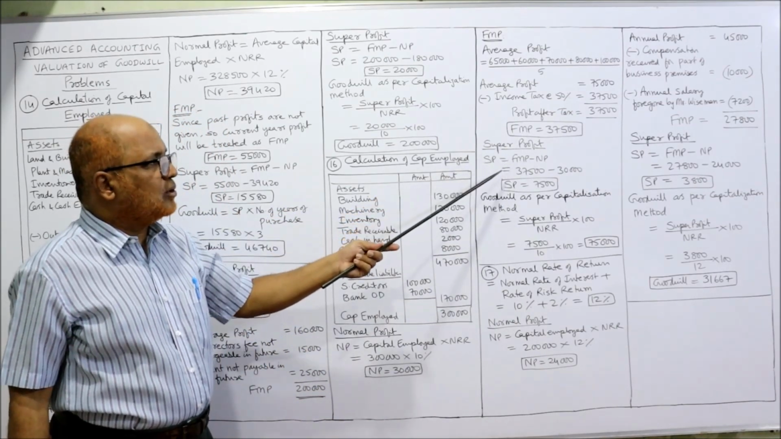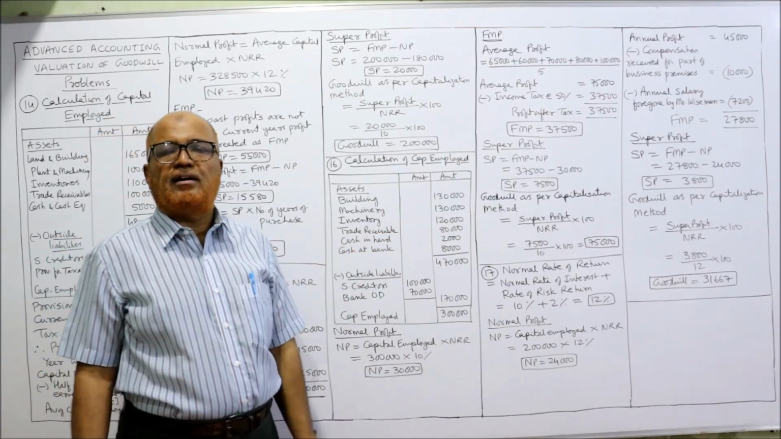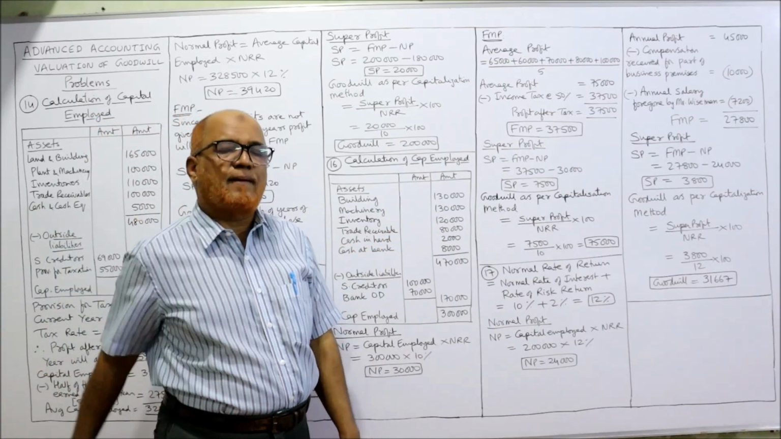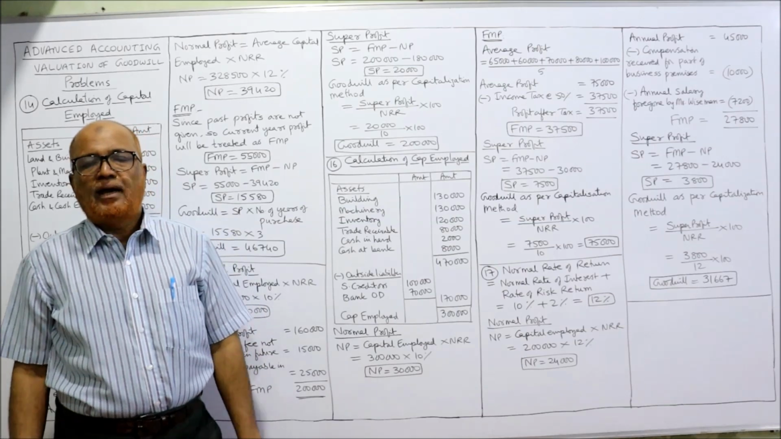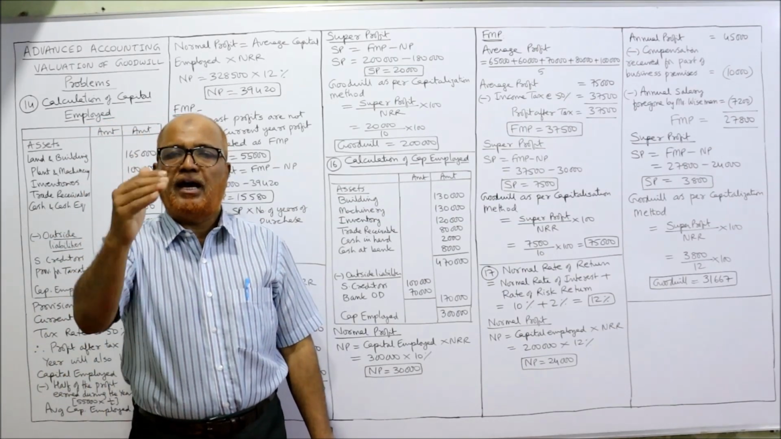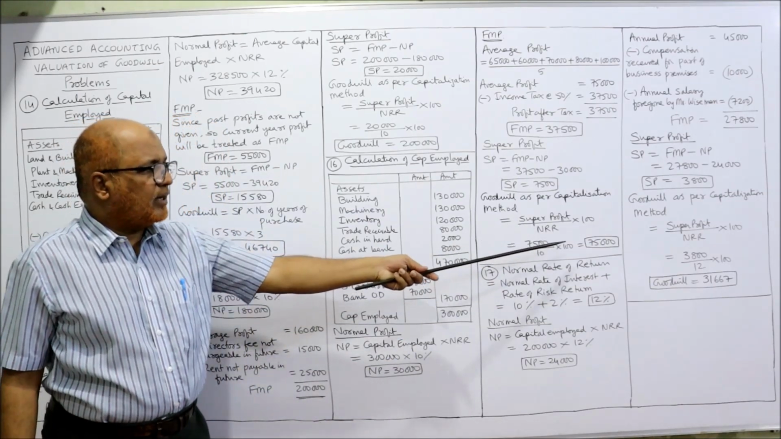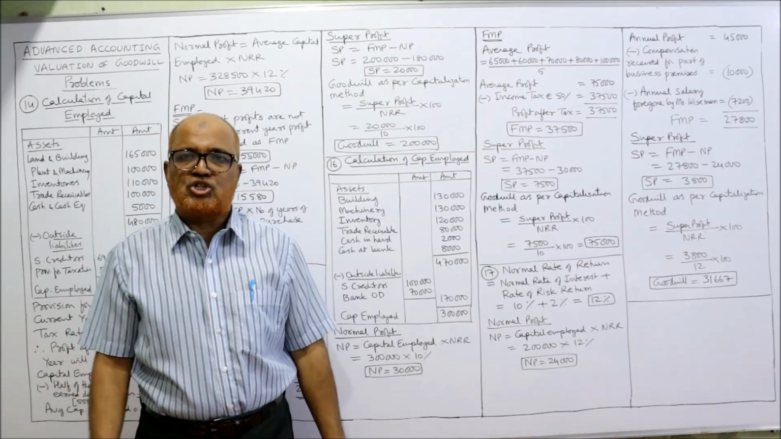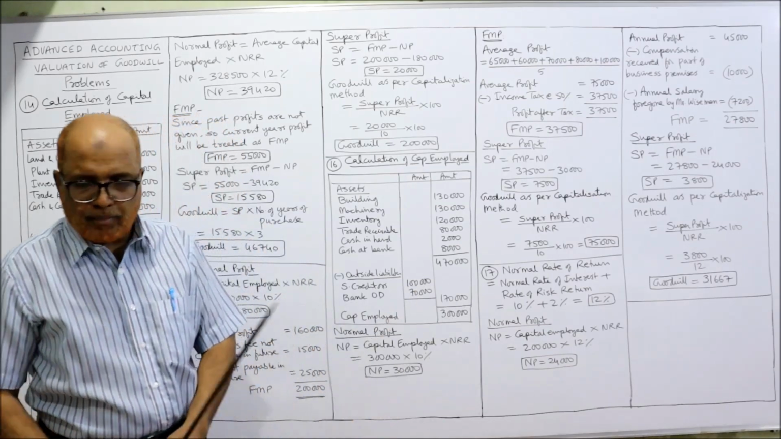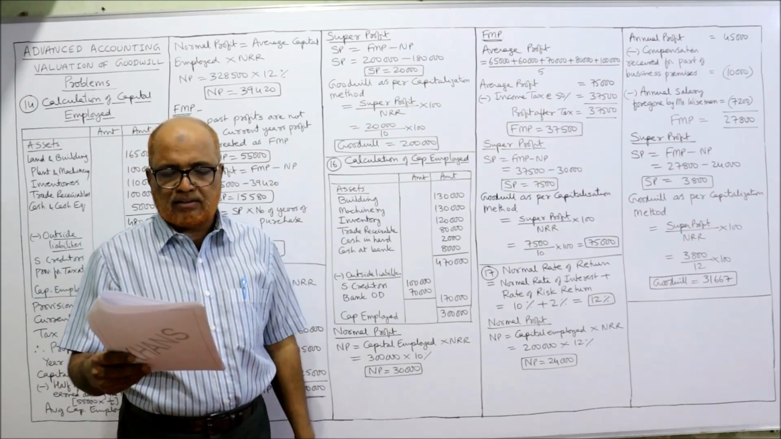So super profit is equal to FMP minus MP, 37,500 minus 30,000, 7,500 is the super profit. Goodwill. According to capitalization method, goodwill is equal to super profit by NRR into 100. So 7,500 by 10 into 100, 75,000, finished. This is the end of problem number 16. Now last and final problem, 17th.